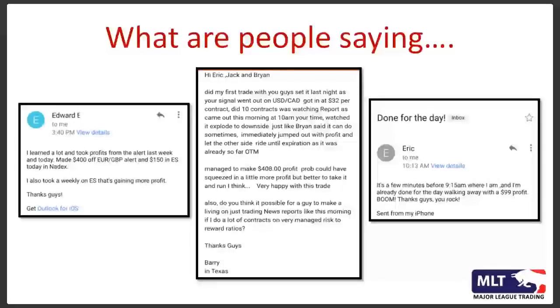Here's another guy that did the same thing. He took the CAD trade. He got $32 per contract and he did 10 contracts. So I'll let you guys figure that one out. It literally exploded down, like Bryan said. I immediately jumped out with profit, let the other side run until expiration, and was already so far out of the money. He made $408 on that one. He could have made a lot more had he held it, but he wanted to get out. Again, Barry's very conservative. And same thing, last one, that's from Eric.